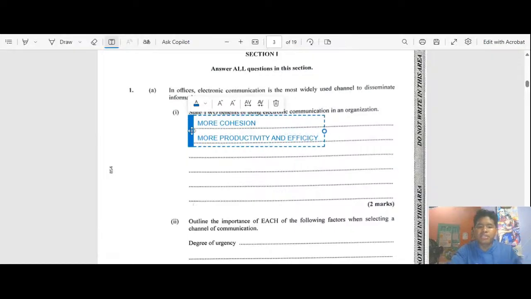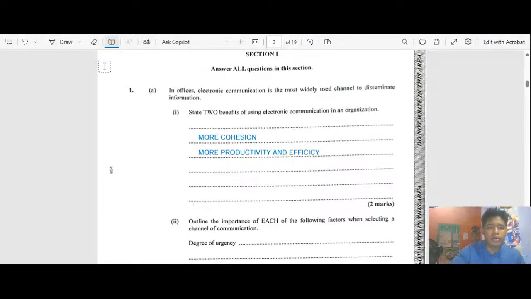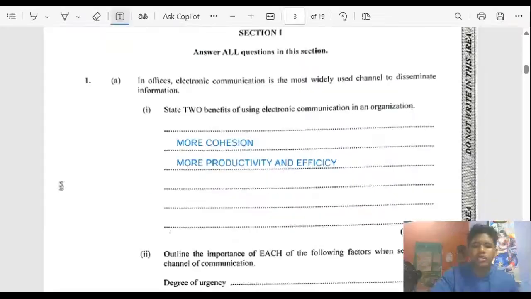And you guys could elaborate on that on your own. Anyways, it's only worth 2 marks, so we don't have to put a lot of elaboration on that.